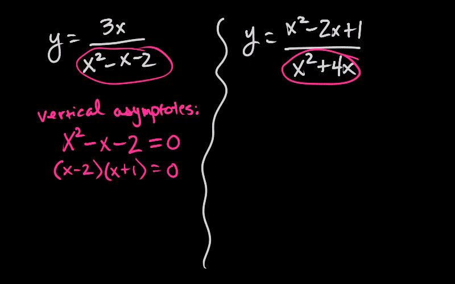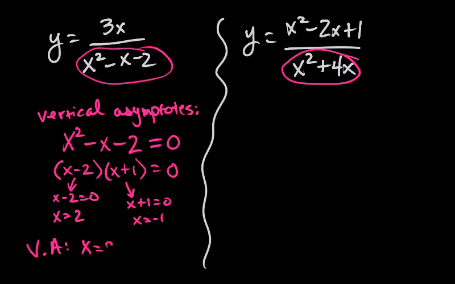And so we're going to find when each of those equals 0. So x minus 2 would equal 0 when x equals 2, and x plus 1 would equal 0 when x equals -1. And so if somebody says, what's the vertical asymptotes? You would say x equals 2, vertical dotted line, we'd put it on our graph there, and x equals -1. And those would be the two vertical asymptotes.